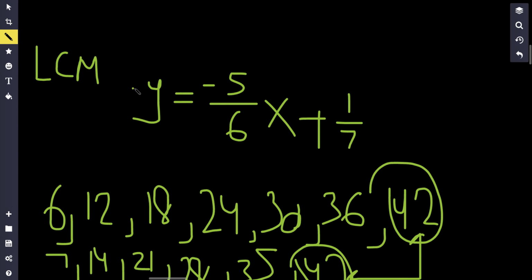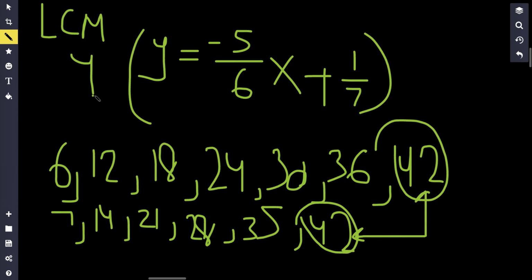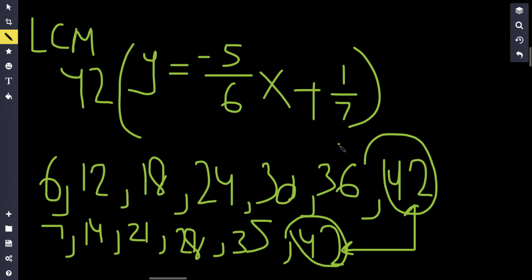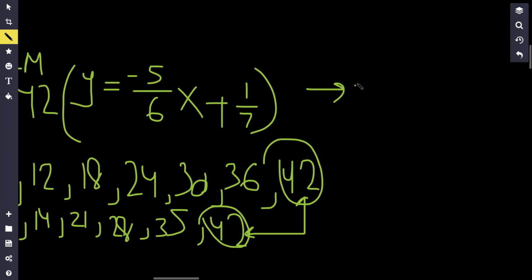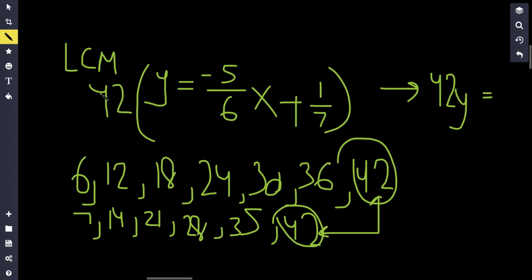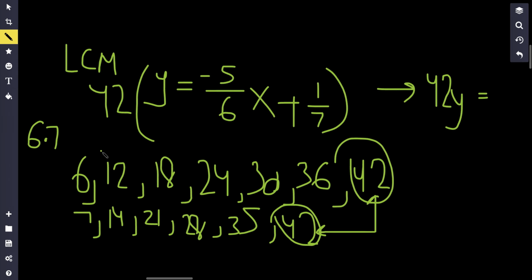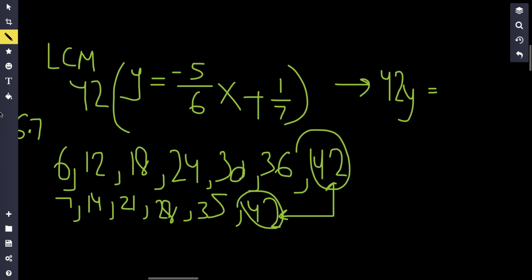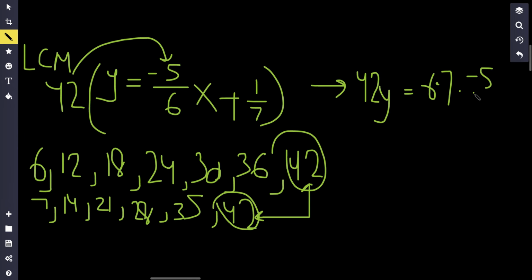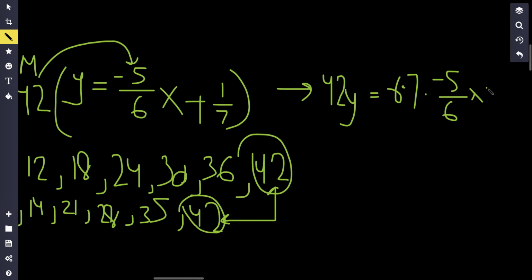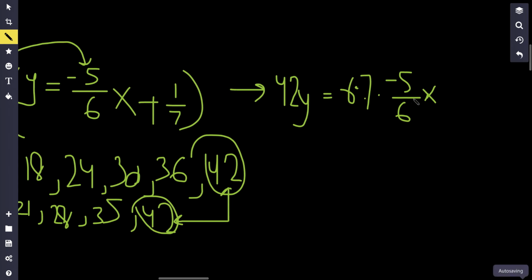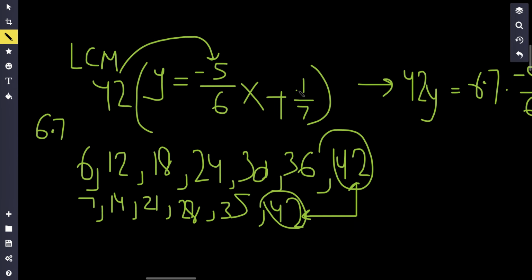Now, that is going to be the number that I multiply this whole thing by. I multiply the whole equation by 42. So I'm just going to get 42y is going to be equal to, we know that 42 is the same thing as 6 times 7. So it might be easier to understand if I write this as 6 times 7. So if I multiply 42 by negative 5 over 6x, I'm going to get essentially 6 times 7 times negative 5 over 6x, right? All I have done is I've broken this 42 down into 6 times 7, and it's going to be plus.